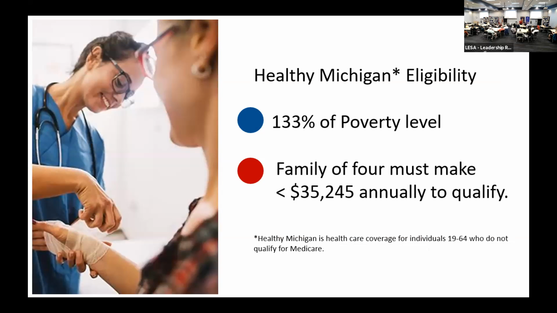Healthy Michigan, just another healthcare access issue. It's coverage for individuals 19 to 64. They don't qualify for Medicare. So it's 133% of poverty level. So if your family of 4 makes more than $35,245, you're no longer eligible for that program, but you don't have the coverage and you don't have enough money to pay out of pocket. So it can be a real struggle.